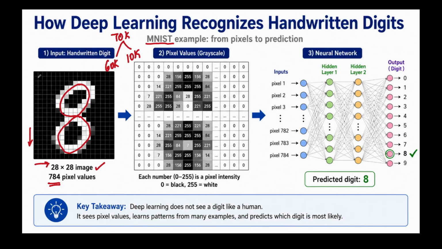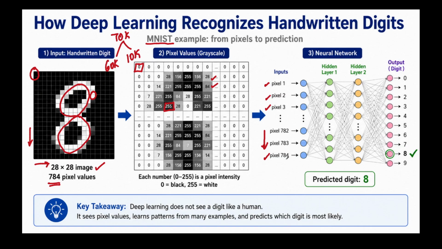Now look at the center part of the slide. Each cell in this grid represents a pixel. In a grayscale image, each pixel has an intensity value. Usually 0 means black, 255 means white, and a value between 0 and 255 represents different shades of grey. So the handwritten digit is not directly given to the neural network as a picture. It is given as a long list of numbers. For example, pixel 1 has some value, pixel 2 has some value, pixel 3 has some value, and this continues up to pixel 784.